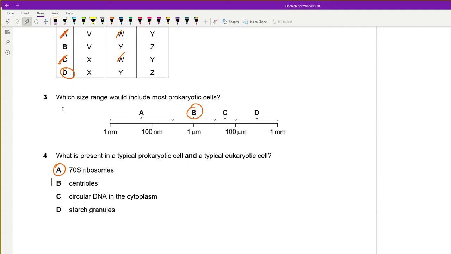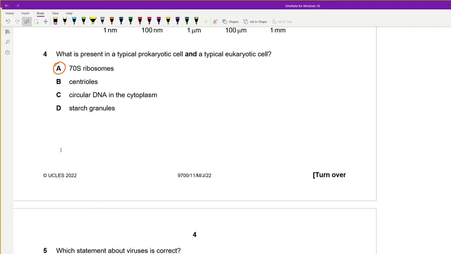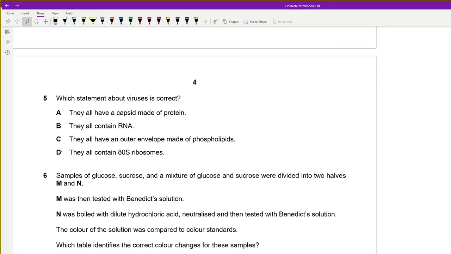Not all eukaryotic cells have starch. We do not have circular DNA in the cytoplasm. Prokaryotes do. Centrioles are not present in all organisms. Understood? Centrioles are missing in plants. Special for animals.